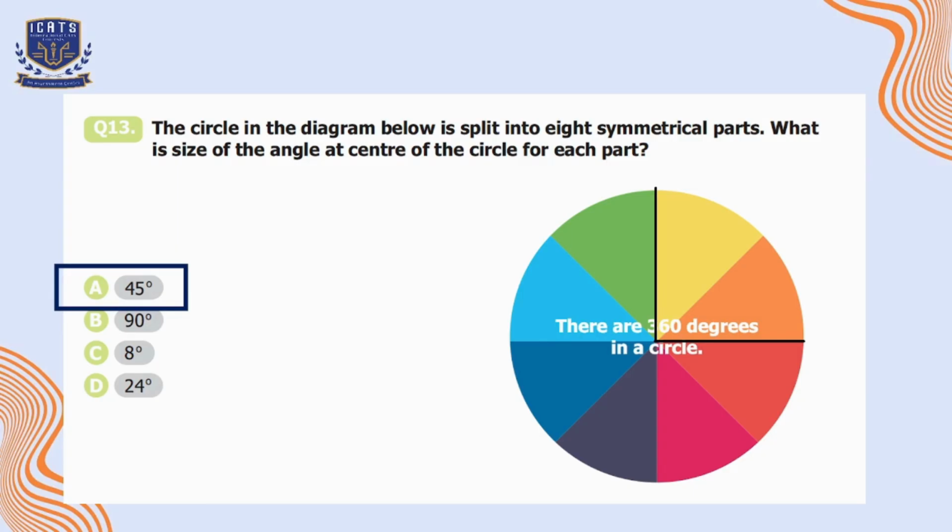The second method is that we know that there are 360 degrees in a circle, which are divided into 8 parts. So we can divide 360 by 8. That is equal to 45. So option A is the correct option here.